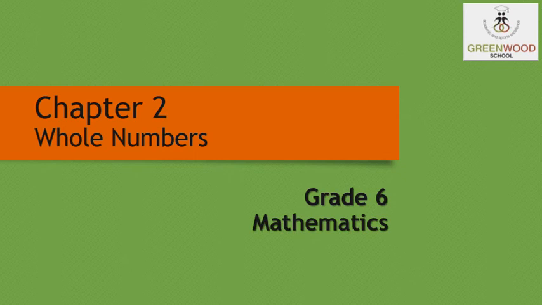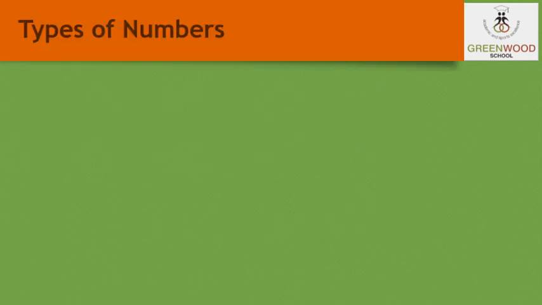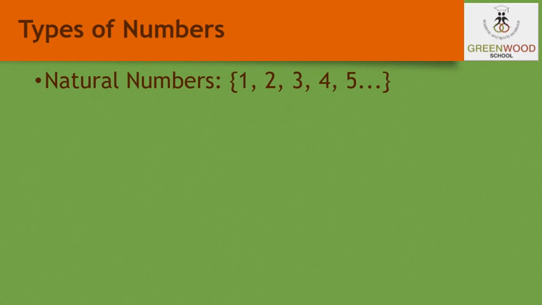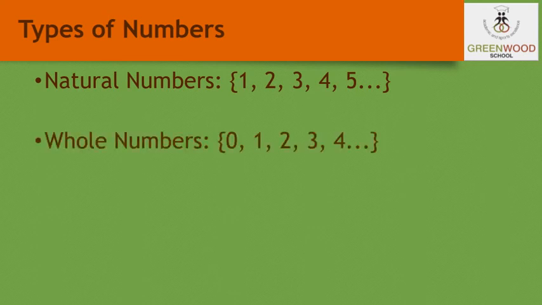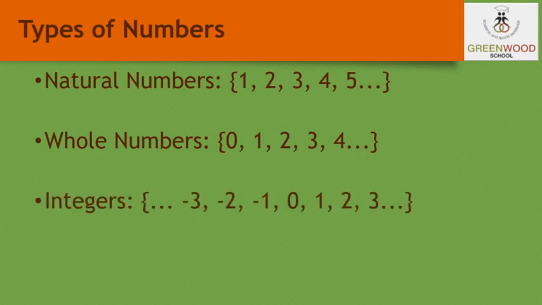Today we are going to learn chapter number 2, that is whole numbers. Let us start with types of numbers. We have natural numbers that include 1, 2, 3, 4, 5 and so on. That means that includes all the positive numbers. Then comes whole numbers and the other is integers, which includes negative numbers, 0 as well as positive numbers. Today we will learn about whole numbers.